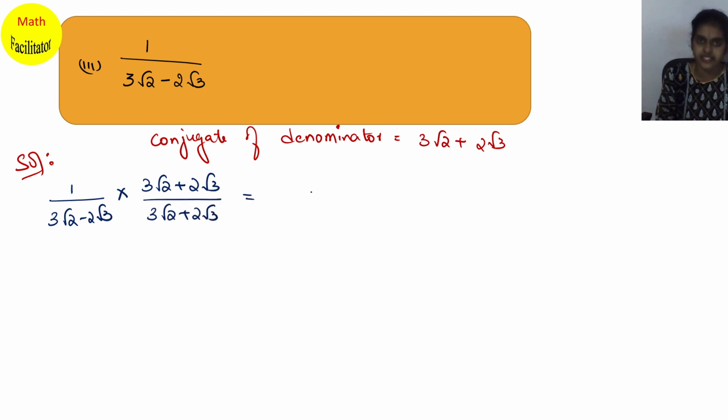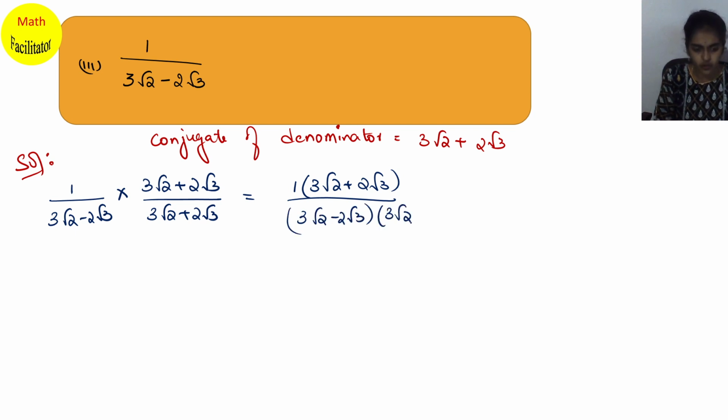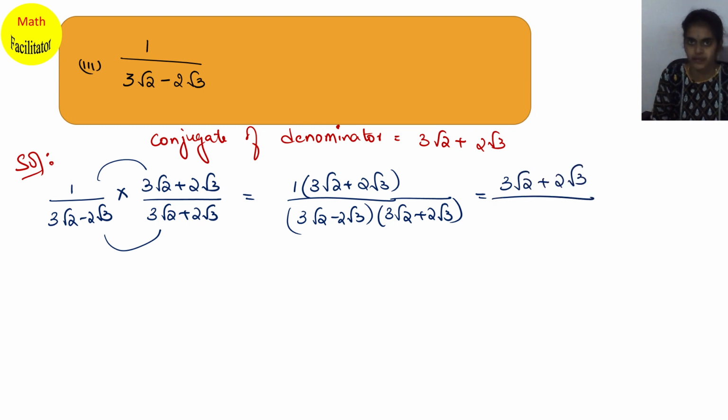So that is equals to 1 into 3 root 2 plus 2 root 3 divided by 3 root 2 minus 2 root 3 into 3 root 2 plus 2 root 3. Okay. So numerator is 1 into this and denominator is these two multiplication. So that is equals to 1 into 3 root 2 plus 2 root 3, which is nothing but 3 root 2 plus 2 root 3. 1 into anything gives you the same number, isn't it?